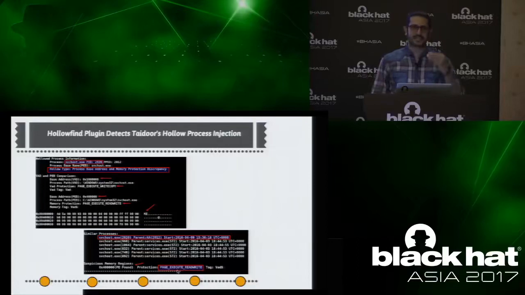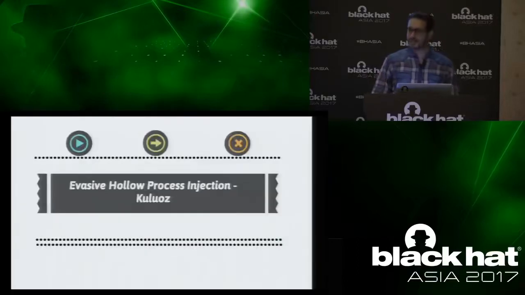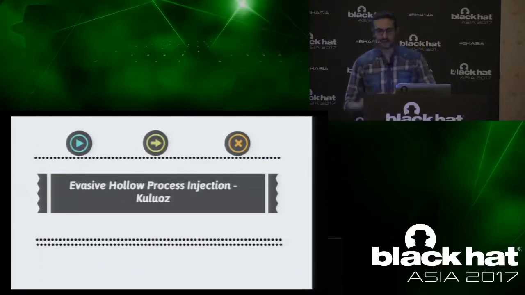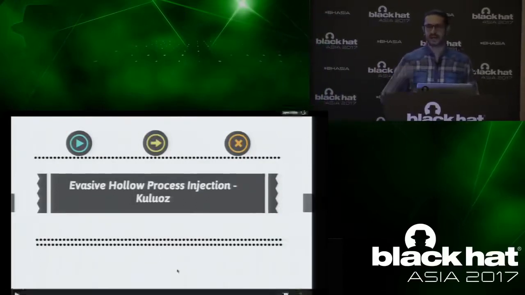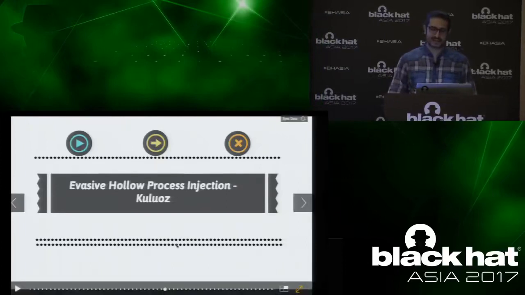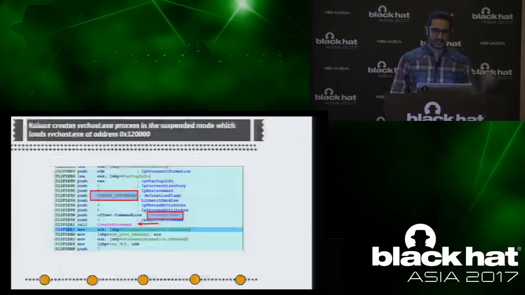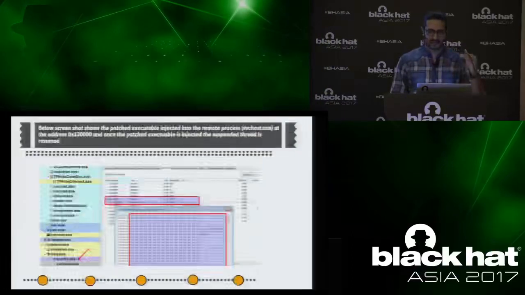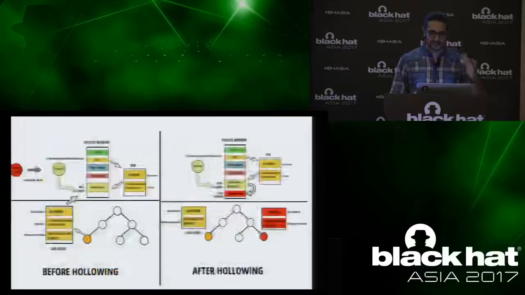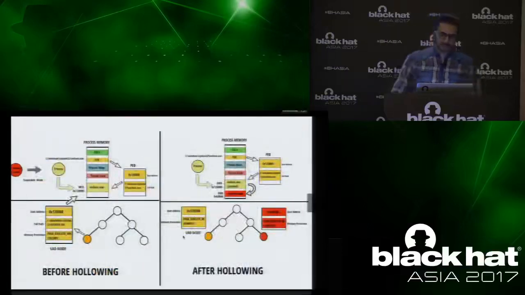So this was still okay. Now what I'm going to show next is a malware sample called Kulos. Kulos does hollow process injection differently, and let's see how it can confuse, divert, and deflect your analysis. So how does Kulos do memory hollow process injection? First, let me go to the diagram which gives you a visual representation, and then come back to the actual code.